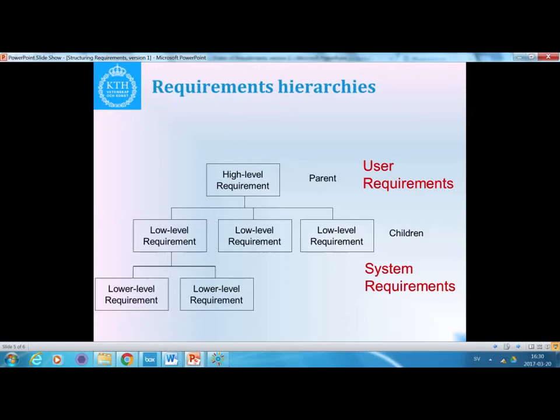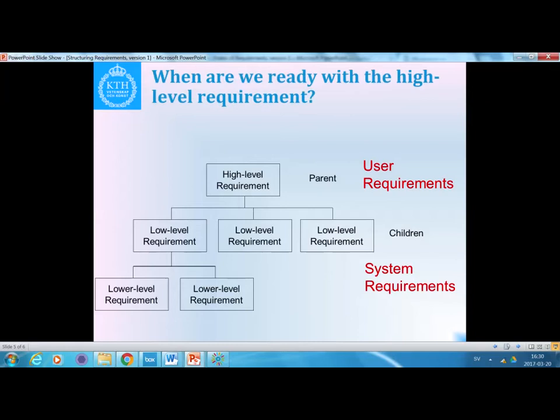But how can you tell that a specific user requirement has been implemented? Well, you always try to look at the lower level requirements first. If all of them have been implemented, then it means that higher level requirements have been implemented as well. So this is a way of making sure that the requirement has been fully implemented and delivered to the customer.